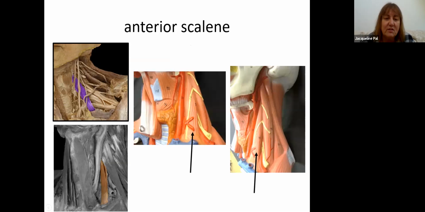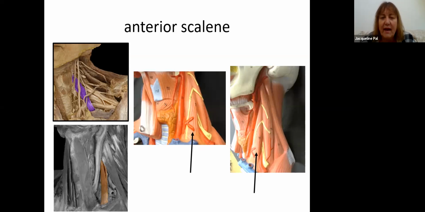And then there's also blood vessels right here as well. And so you can see these are right here. This is your brachial plexus, and these are the subclavian artery and vein right there. So if you're anterior to them, then it's the anterior scalene muscle.